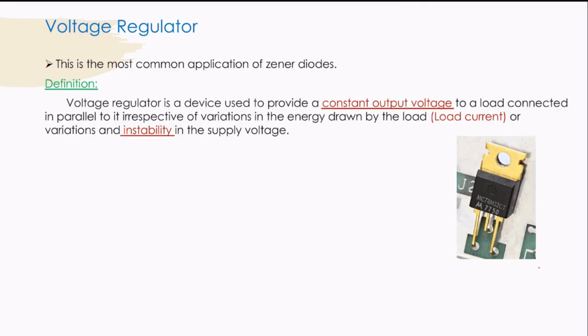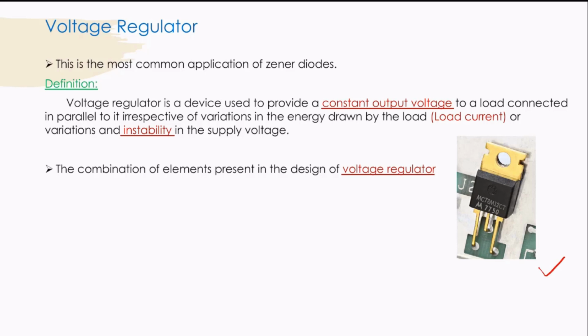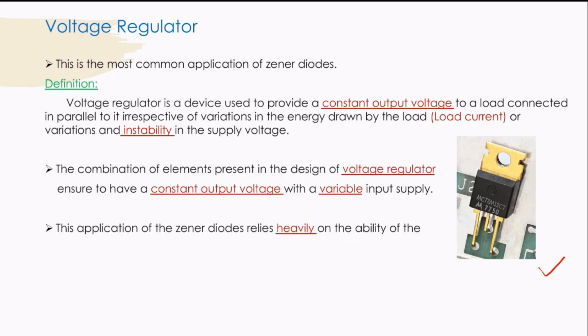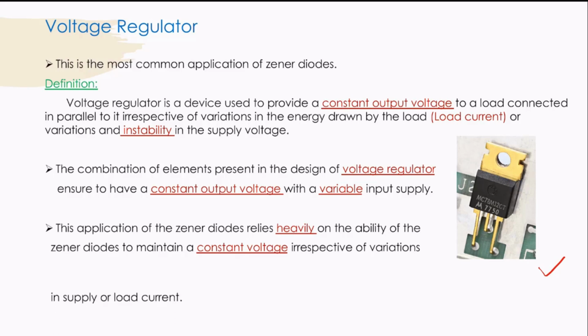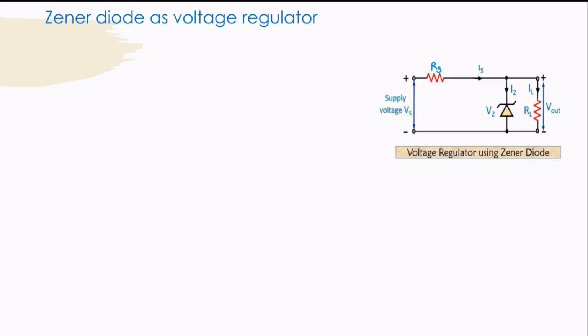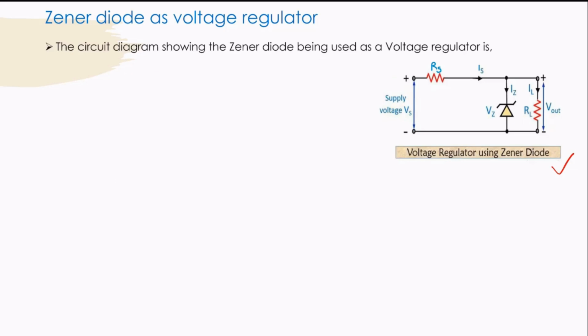Now if you see here, this is the appearance of the voltage regulator. The combination of elements present in the design of the voltage regulator ensures a constant output voltage with a variable input supply. This application of the Zener diode relies heavily on its ability to maintain a constant voltage irrespective of variations in the supply or the load current. Now let us see the application of the Zener diode as a voltage regulator. This is a circuit diagram showing the Zener diode being used as a voltage regulator.